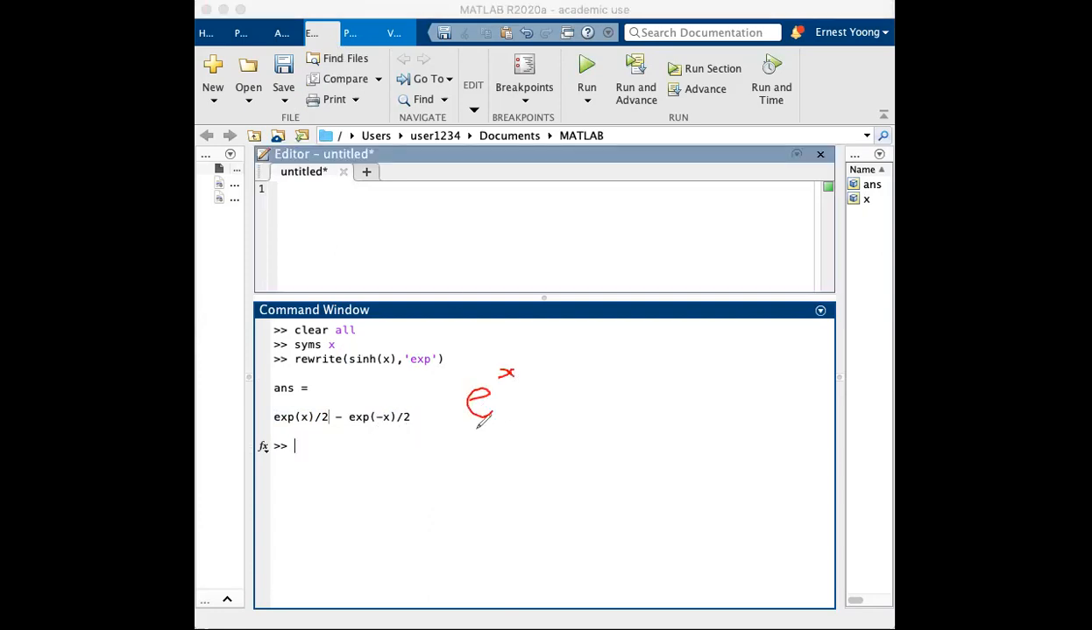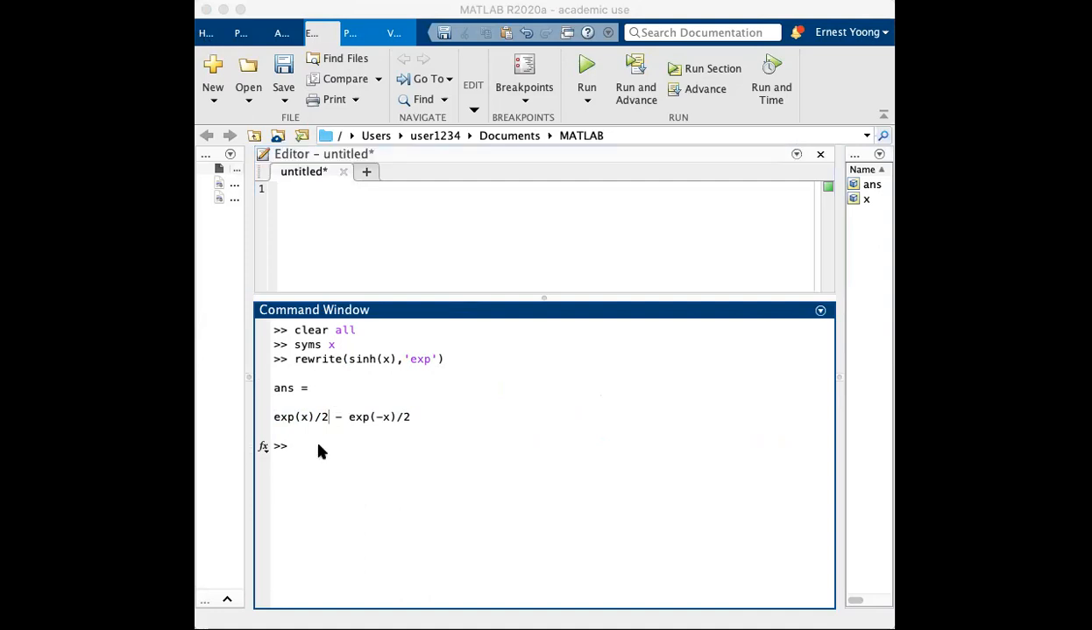As you can see right now, it is e to the x minus e to the negative x, over 2. So this is equal to sinh x. That's how we express this thing in terms of exponential.